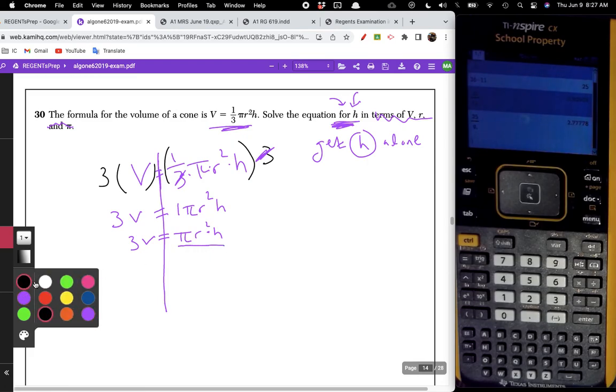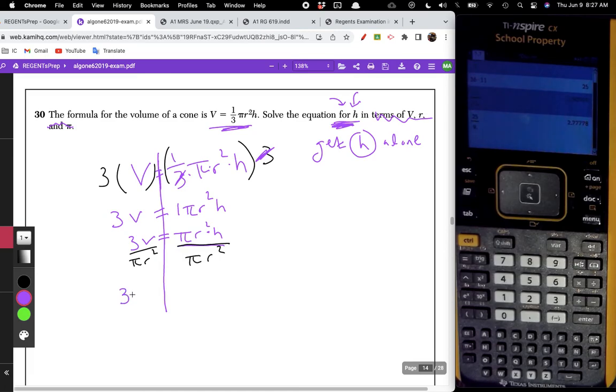I thought I was dividing in this new color. Divide everybody by pi r squared. Whatever I do to the one side, I got to do the other. Pi r squared. I have no idea what 3v divided by pi r squared is. Okay, great. It looks confusing because I don't know what to do with it. But that just means it's kind of easier because you just rewrite it. There's no math to be done.